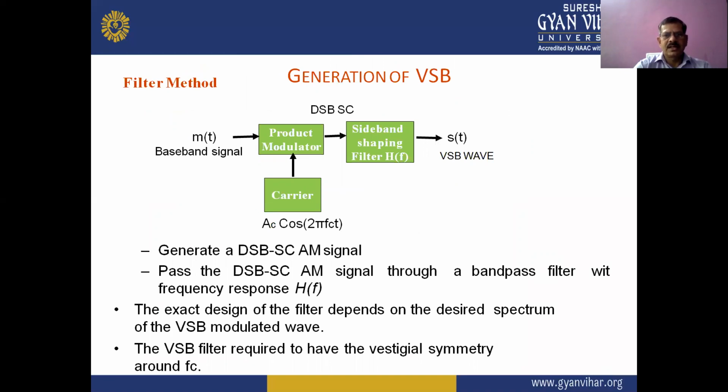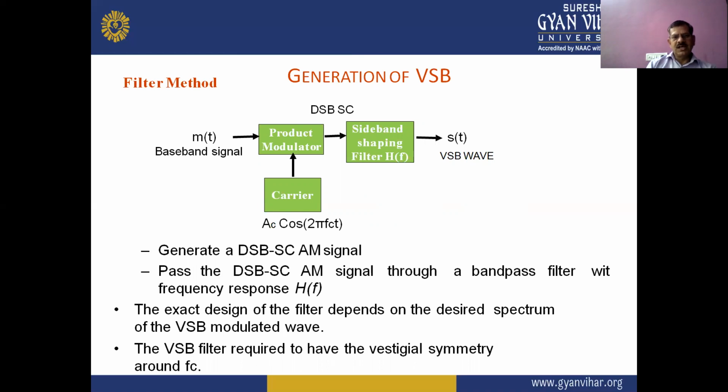So there are different methods of generation of VSB. The first one is the filter method. In this filter method, there is a baseband signal, and this baseband signal is applied to the product modulator, and a carrier signal Ac cos 2 pi fc t is also applied to the product modulator. After the product of these two signals, the DSB-SC signal is applied to the sideband shaping filter H(f). After this filter, the output is s(t), that is the VSB waveform.